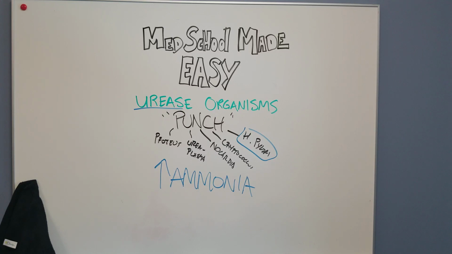So that's the mnemonic for urease-producing organisms, PUNCH, and Proteus and H. pylori are the two ones to remember because of that increase in ammonia.